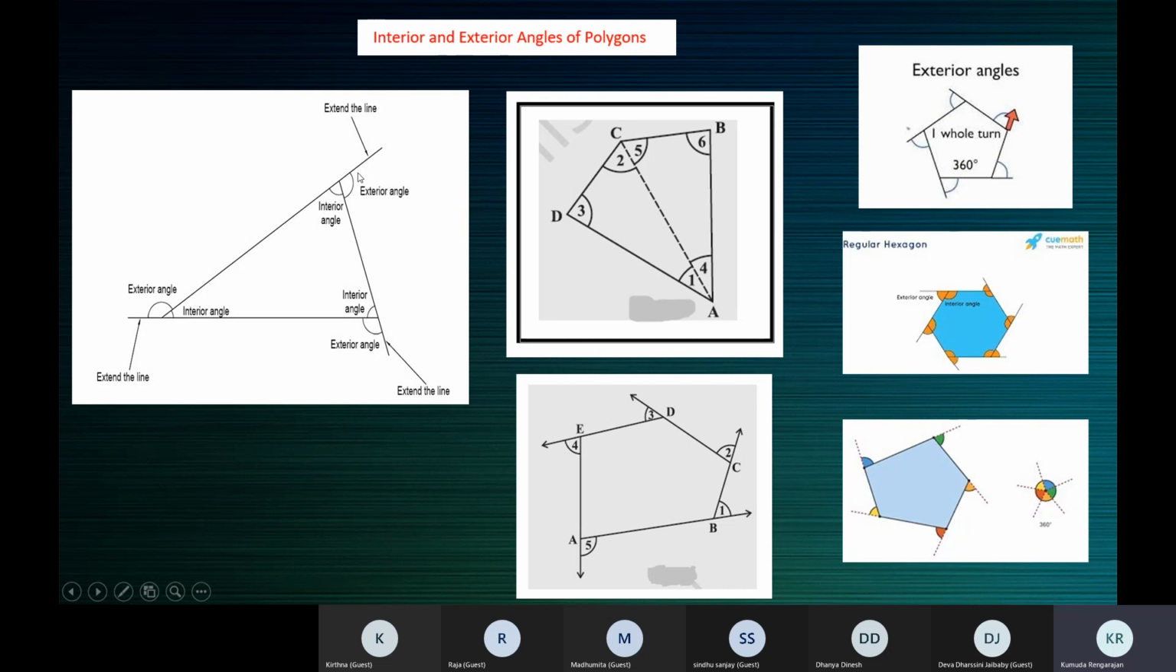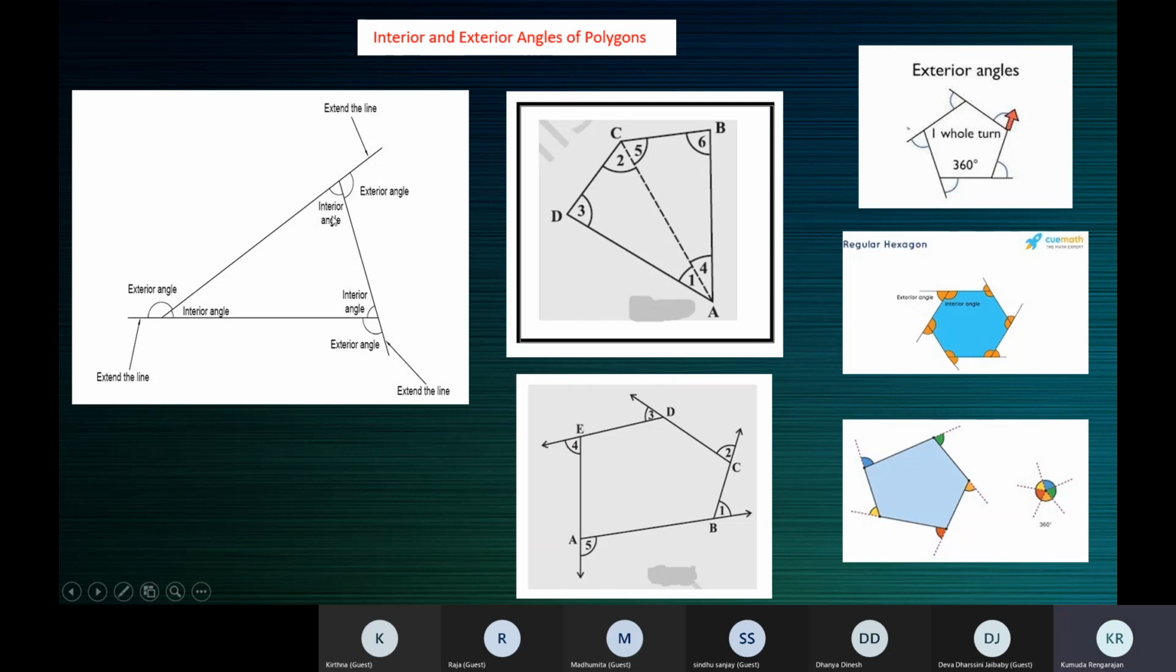The sum of the angles, interior angle plus exterior angle, is always 180 because they lie on a straight line, and a straight angle measures 180 degrees. Remember that interior angle plus exterior angle is always 180. Together they'll have 180 degrees.